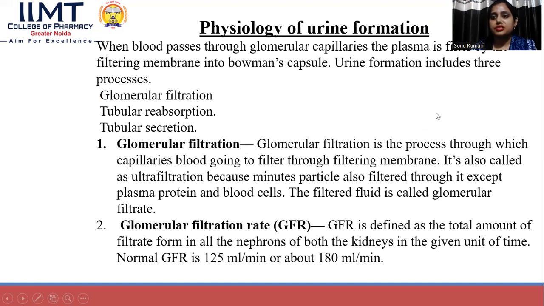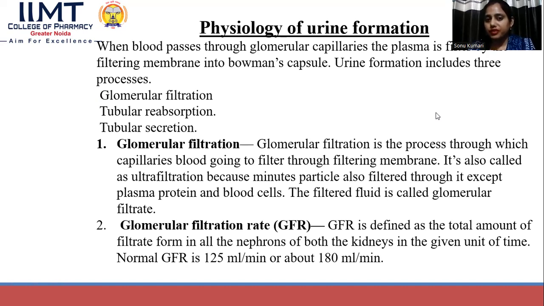Next is physiology of urine formation. When blood passes through the glomerular capillaries, the plasma is filtered by the filtering membrane into Bowman capsule. Urine formation includes three processes. First is glomerular filtration, second is tubular reabsorption, third is tubular secretion.